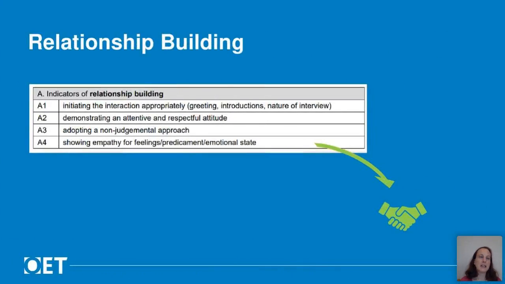So the first one is relationship building. And the ways that you can evidence this are by starting the role play appropriately, using introductions where needed, or greetings, and perhaps establishing the purpose of the conversation. It's also important to show respect for the patient and their situation, and not judge their opinions or attitudes towards their health, even if you try to change this attitude because it's part of the task during the role play.